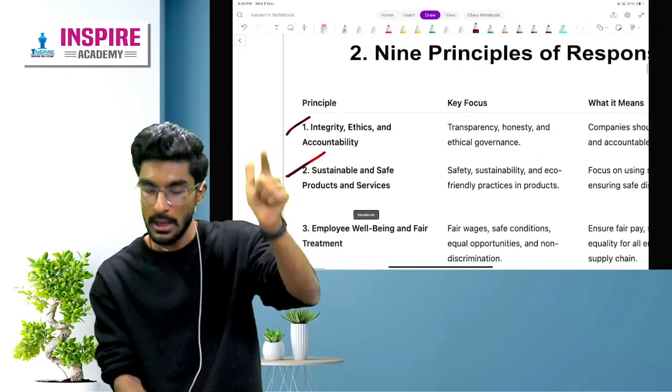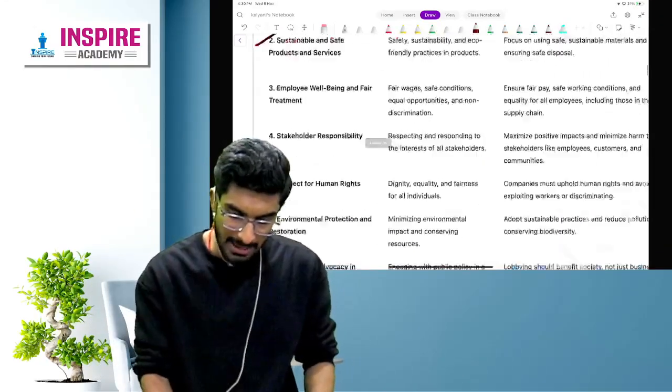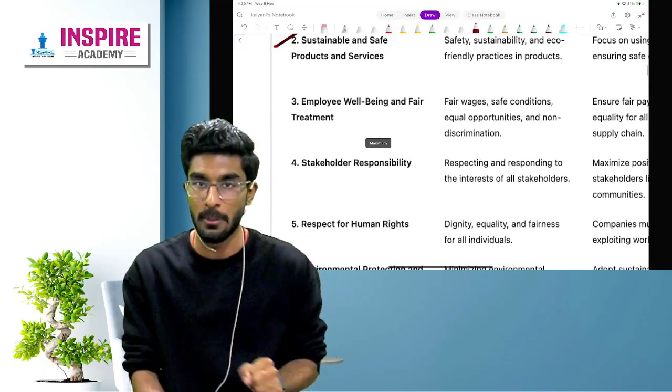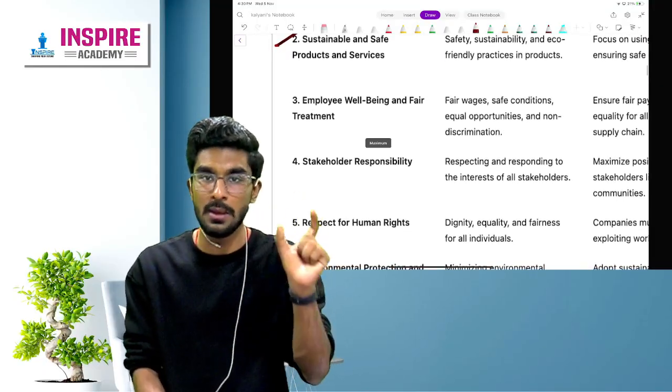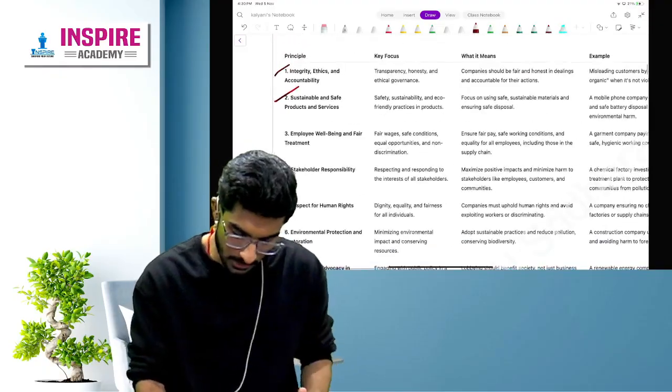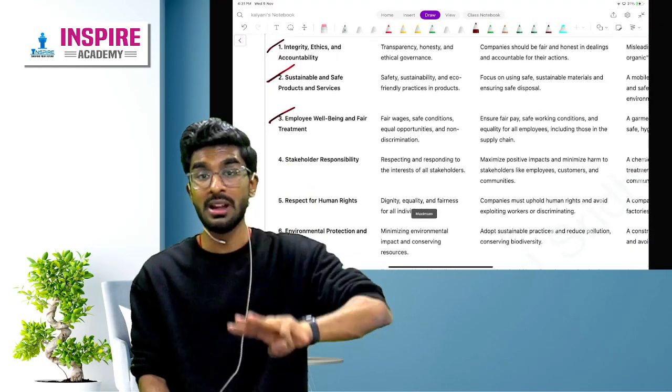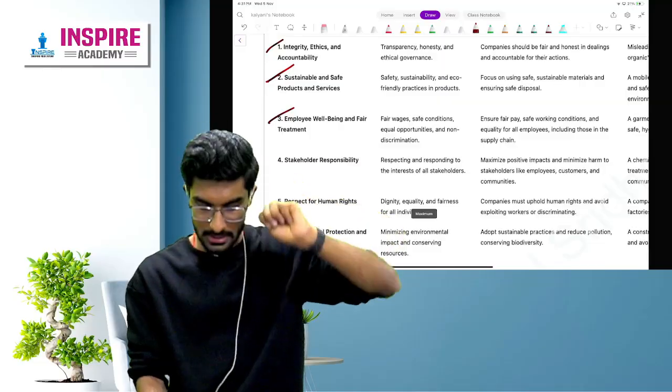So integrity, environment. Number 3 is, people, employee well-being and fair treatment. Are you paying fair wages to your employees? Are you giving safe working conditions to your employees? Number 3. So for every principle, they have to disclose their details in 3 parts.